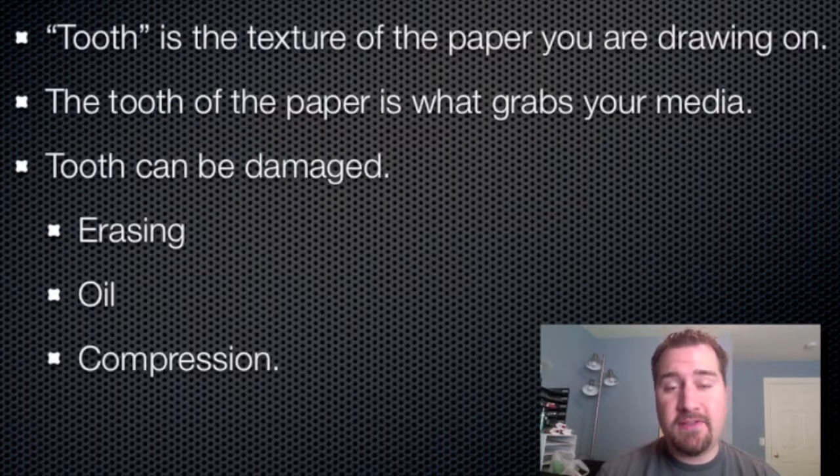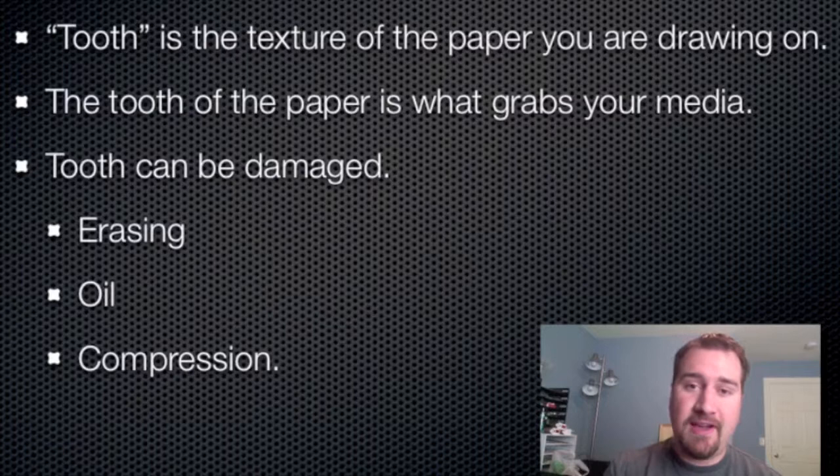The major ways that tooth is damaged from the beginner is erasing, oil from your hands, and then compression. Erasing strips the tooth from the paper, and then it won't take lead the same as the rest of the surface. So if you've erased a lot and then go to apply value over the top, it's going to look a little bit funny in that spot. So try to erase as little as possible.